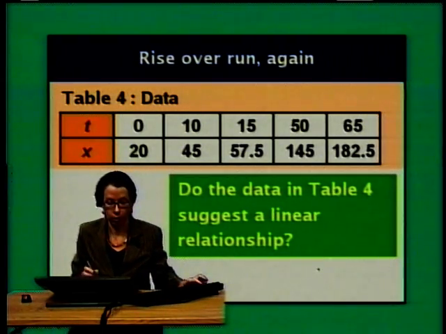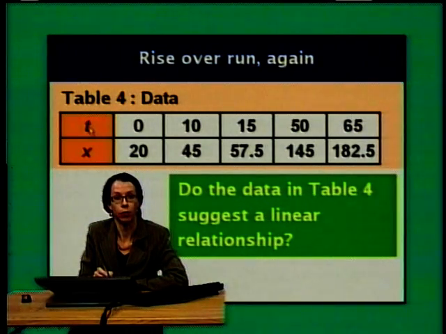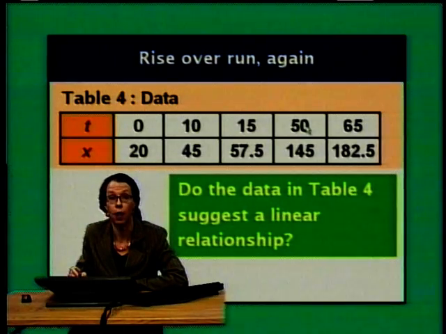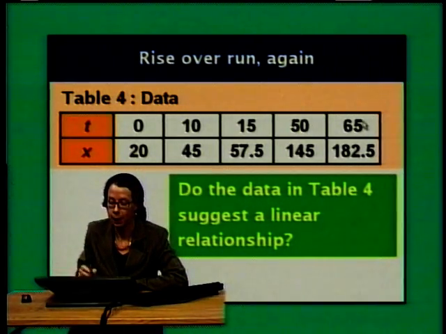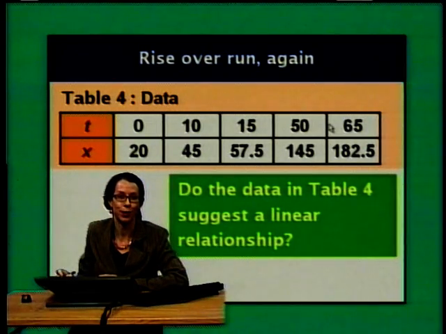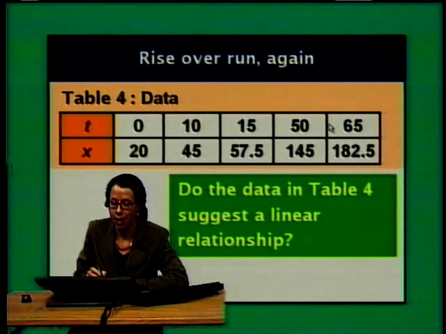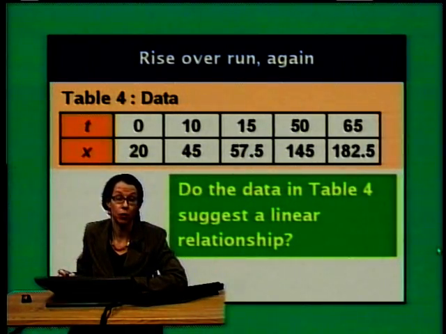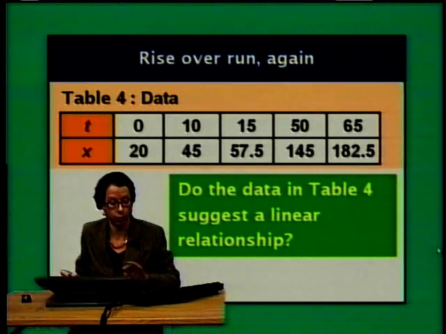In this case, the independent variable is being called t, the dependent variable is being called x. The t value increases by 10, increases by 5, increases by 35, increases by 15. So the t values are not increasing at fixed increments. And we notice the x values continue to increase, but it looks like we're going to have to do some computation to figure out whether or not the slope between any two data points in this table is constant.